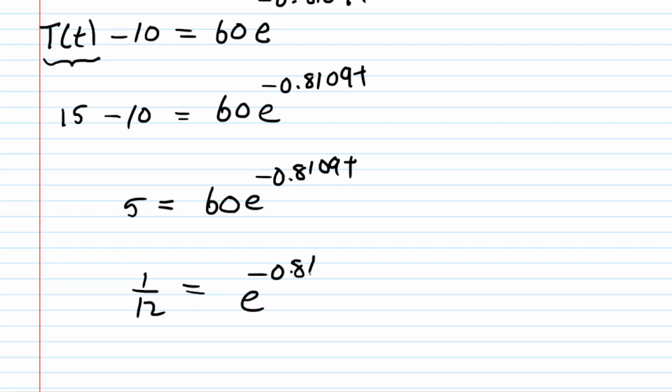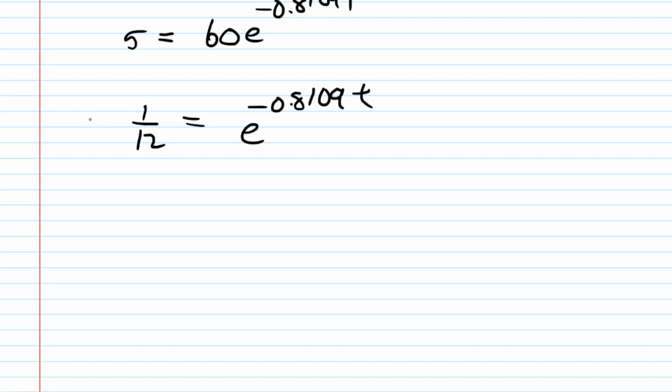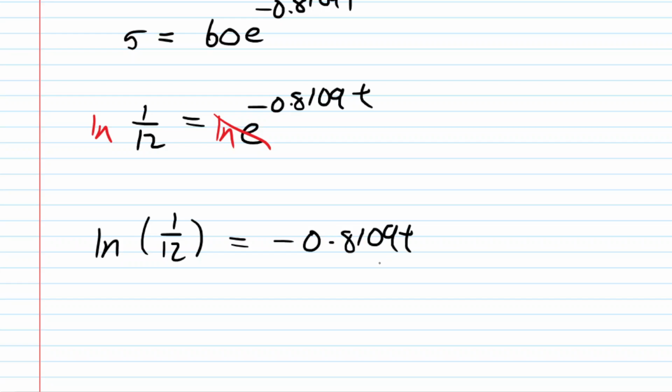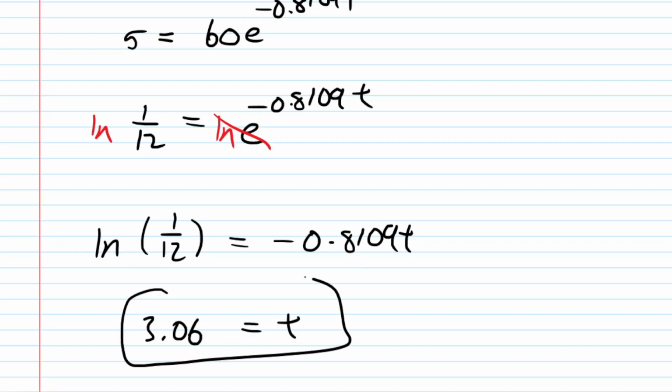And then finally, let us take the natural log of both sides. When you take the natural log on the right side, it's going to cancel out the e. So now you have the natural log of 1/12 is equal to this negative 0.8109t. Divide both sides by that negative 0.8109, and you will get your answer. And when you do that, you will get about 3.06 minutes. And that would be the correct answer for the second part of that question.